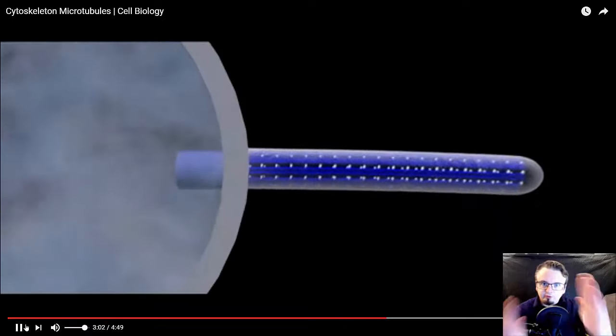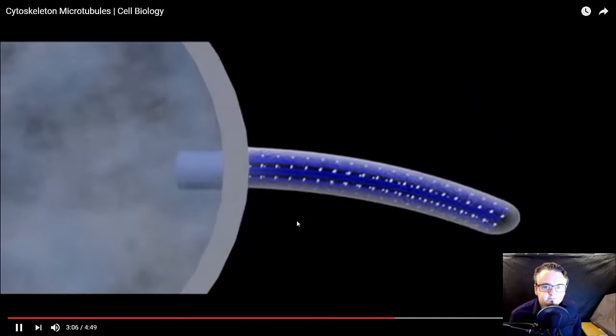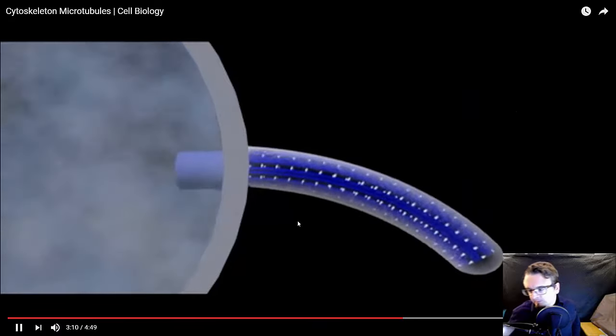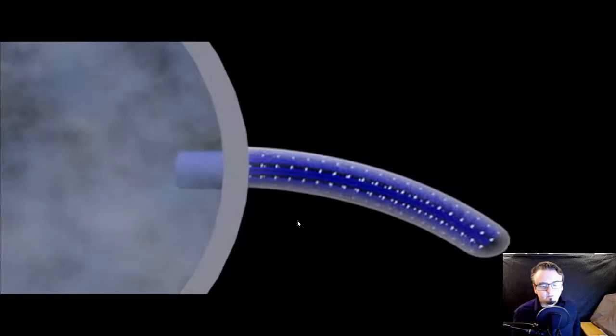The synchronized movement of large columns of motor proteins attached to microtubule pairs trying to walk up or down adjacent pairs creates the rowing motion of cilia and the wave-like motion of flagellum.